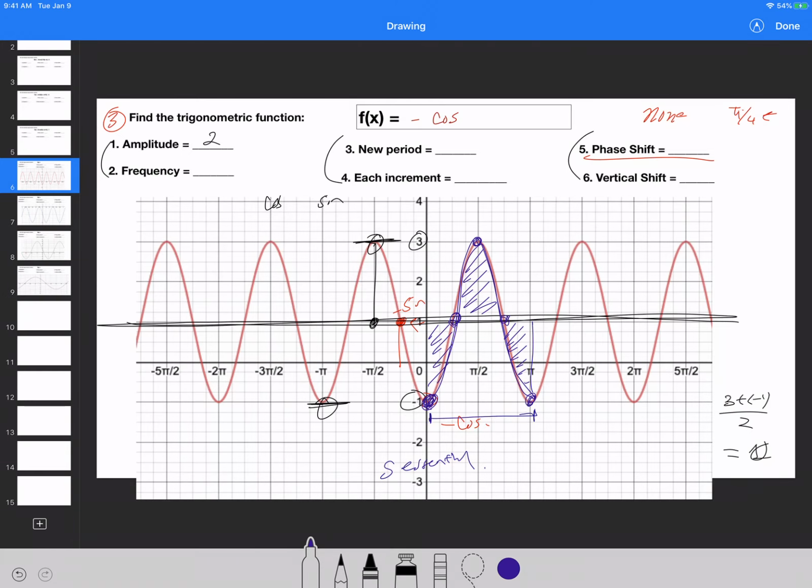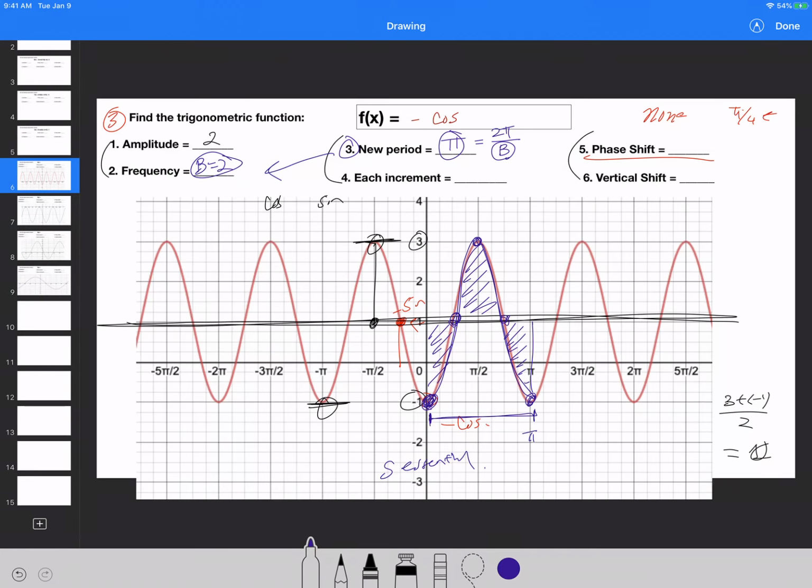A one full wave happens from 0 to pi. So what I say is the new period is pi then. So I actually start from 3 and then go to 2. If the new period is pi, that means that it's equal to 2 pi divided by b. So what should be the value of b in order for your new period to be pi?